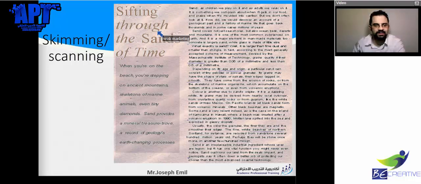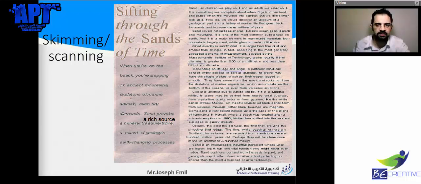Anyway, sifting through the sands of time. The sands of time, that's a very popular expression. When you're on the beach, you're stepping on ancient mountains, skeletons of marine animals, even tiny diamonds. Sand provides a mineral treasure trove. A treasure trove is a rich source of something valuable, okay? I think it's clear. So a rich source is a treasure trove. A record of geology's earth-changing processes.